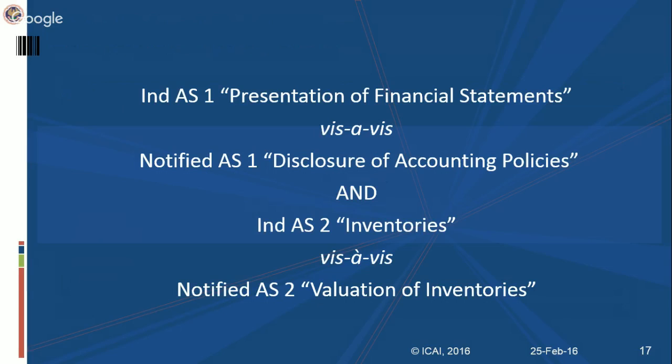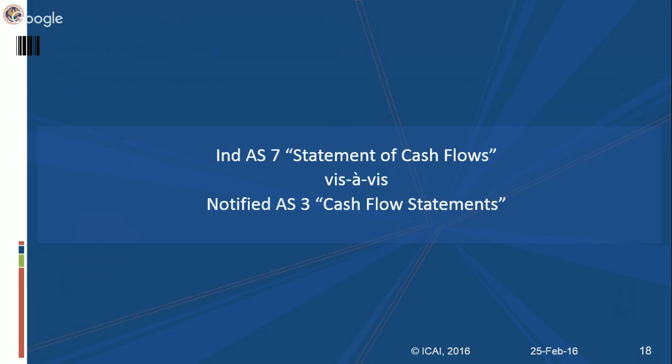So for the benefit of all, without wasting much time on these particular Ind AS, they are simple, they have been clearly explained. You are advised to go through the supplement for these two Ind AS. If you have any query, you can mail me. And today we are concentrating mainly on Ind AS 7, statement of cash flows, vis-a-vis notified AS 3, cash flow statements.